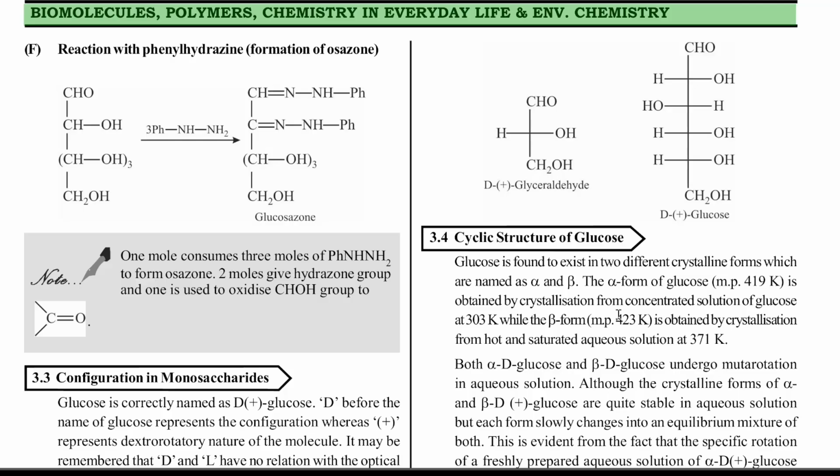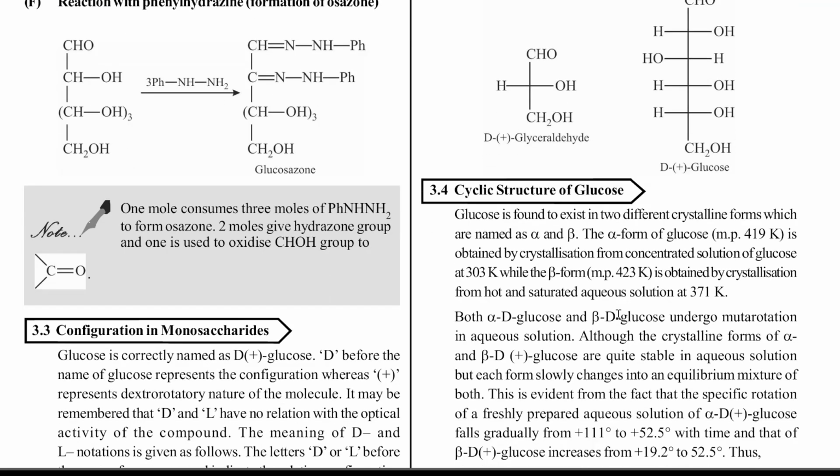Glucose can also exist in a cyclic structure, which we will discuss now. Glucose exists in two crystalline forms, which are named as alpha and beta. The alpha form of glucose is obtained by crystallization from concentrated solution of glucose, while the beta form is obtained by crystallization from hot and saturated aqueous solution.